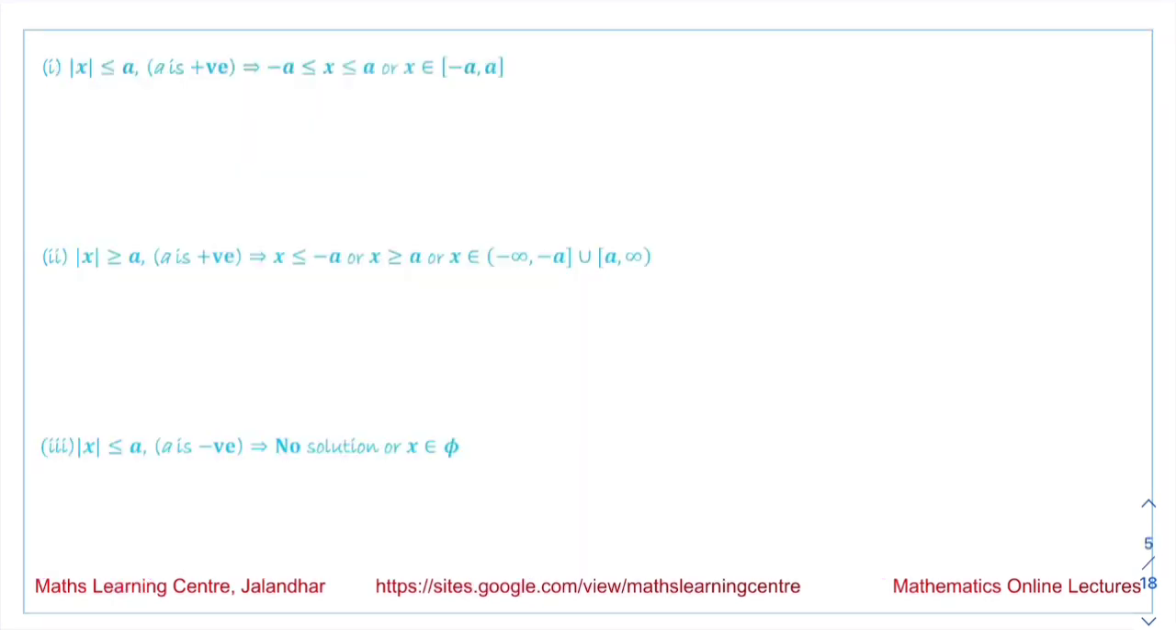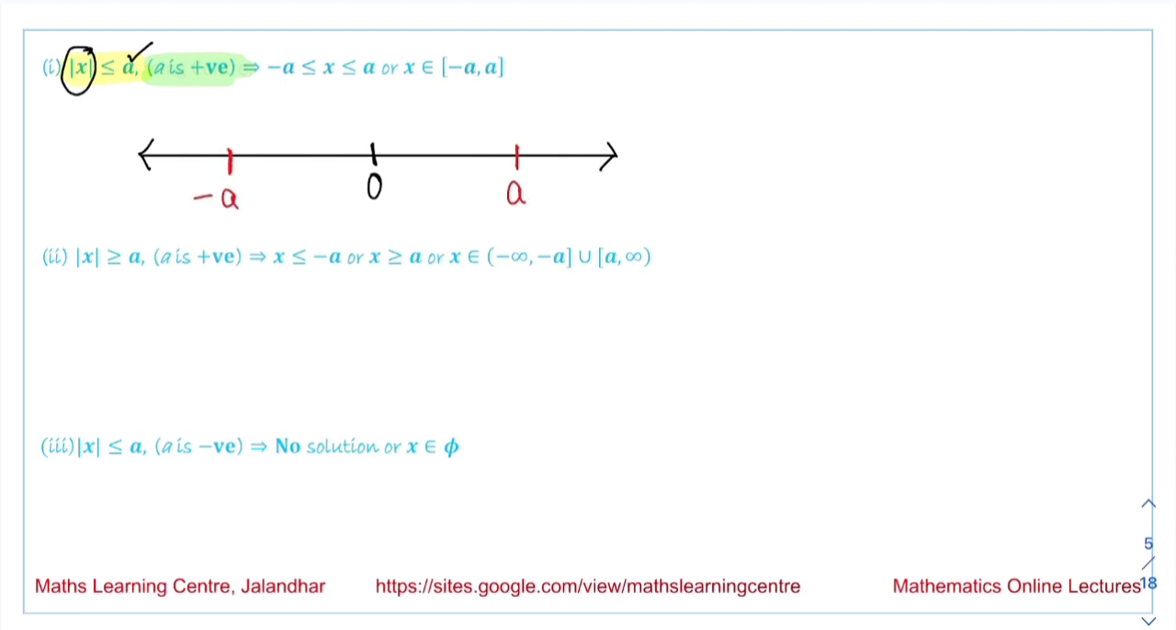Next we have mod of x is less than or equal to a. It is given that a is positive. So what is this representing as a region? This is the origin O. We are taking mod x as the distance from the origin, and we are saying all the points whose distance is less than or equal to a. So some point a is there, a is positive, and some point minus a is there. The distance of the origin from point a and from point minus a, both these distances are equal to a.